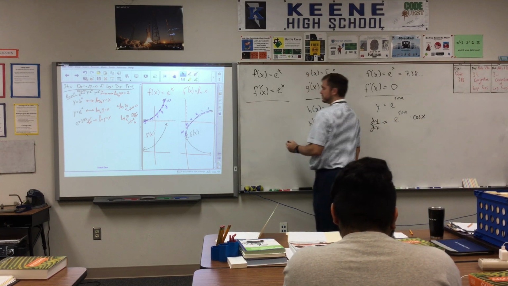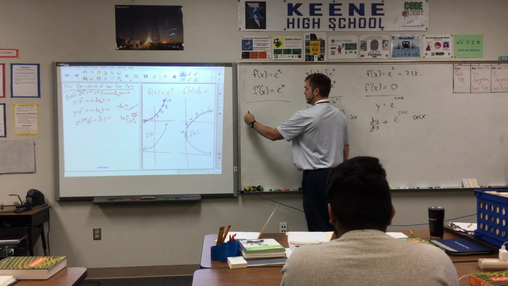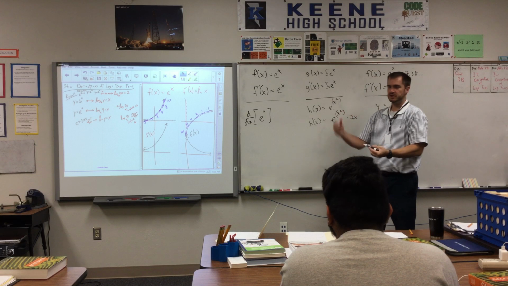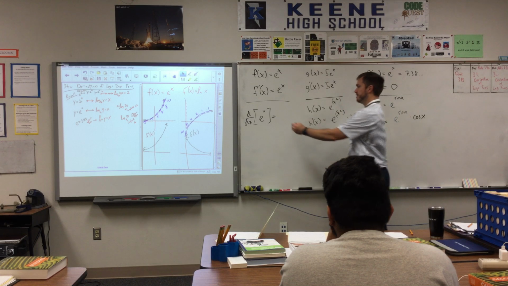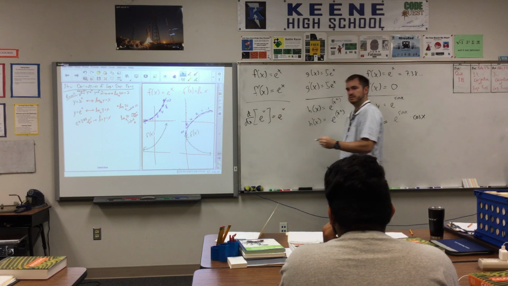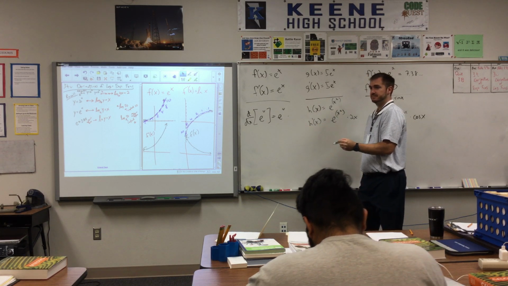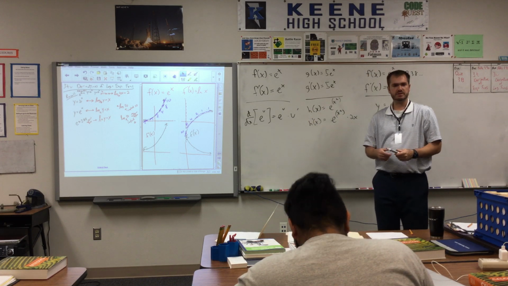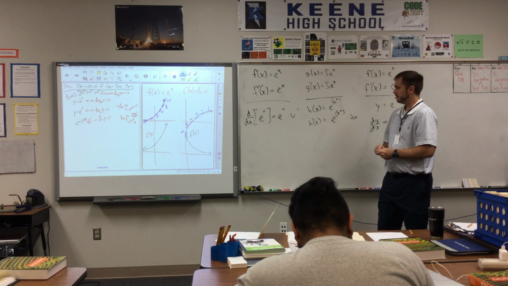So, a new formula to add in a moment to our sheet. The derivative with respect to x of e to the u, where u is a function of x, is equal to e to the u times u prime. That's one you can add to the blue sheet. Which number is it there, Chloe? Number 10 on the blue sheet.